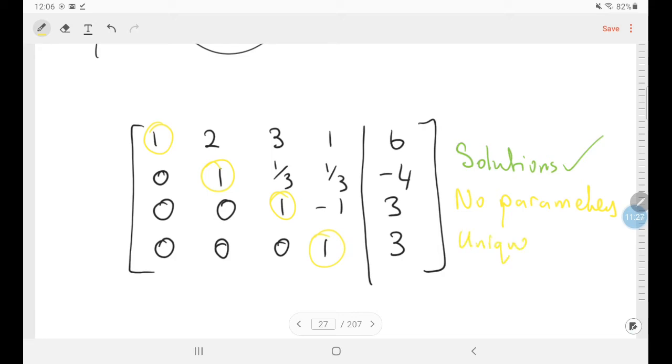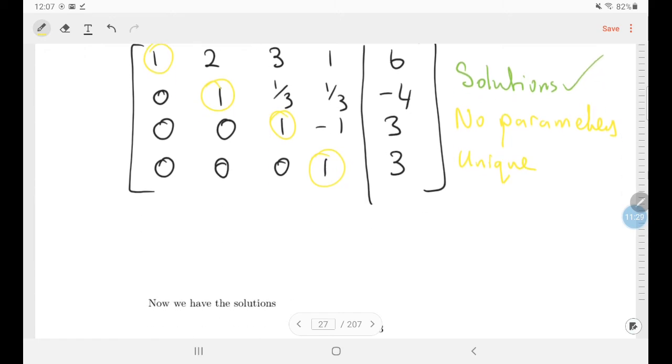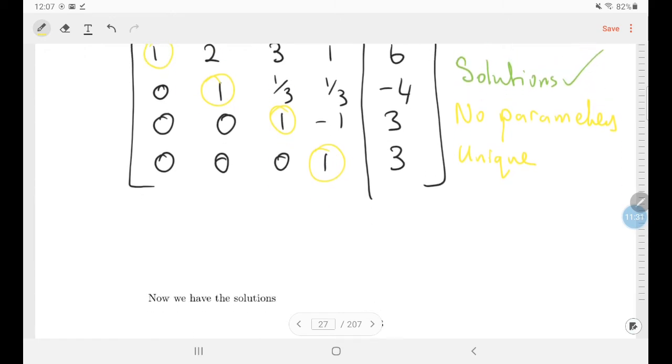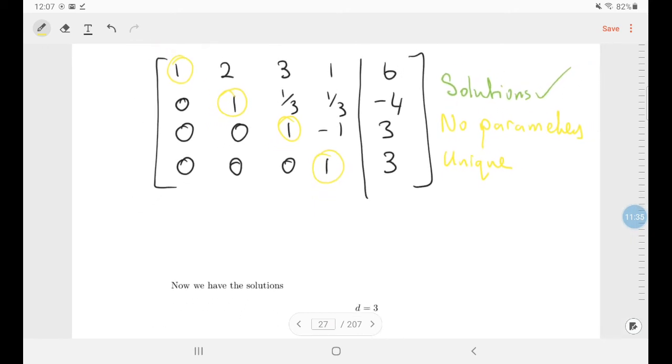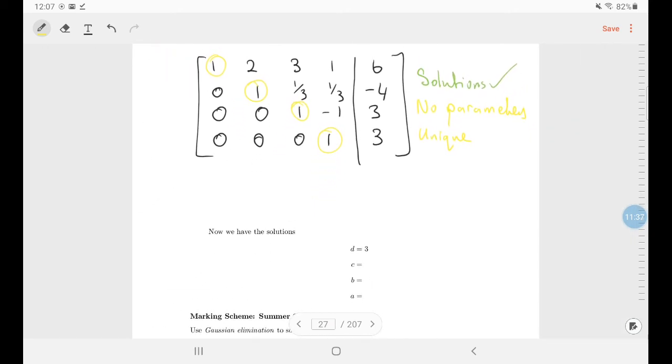D equal to something, C equal to something, etc. So the bottom row reads, look at it, 0A plus 0B plus 0C plus 1D equal to 3. In other words, 1D is equal to 3.